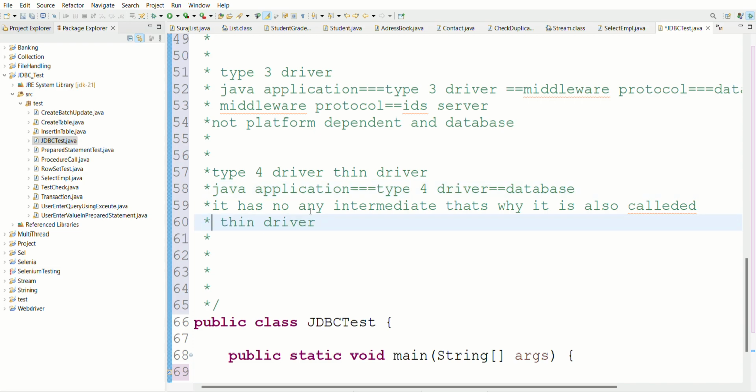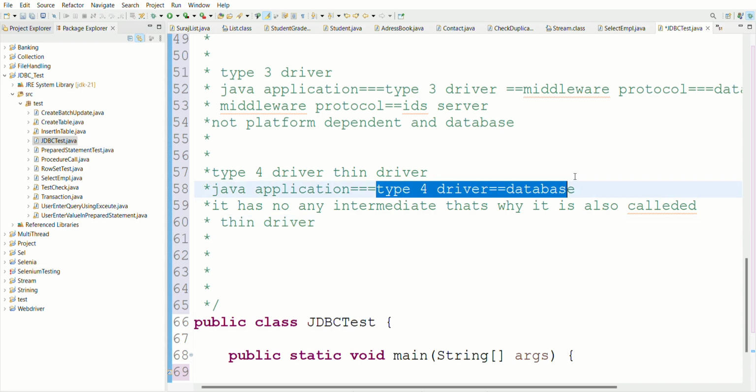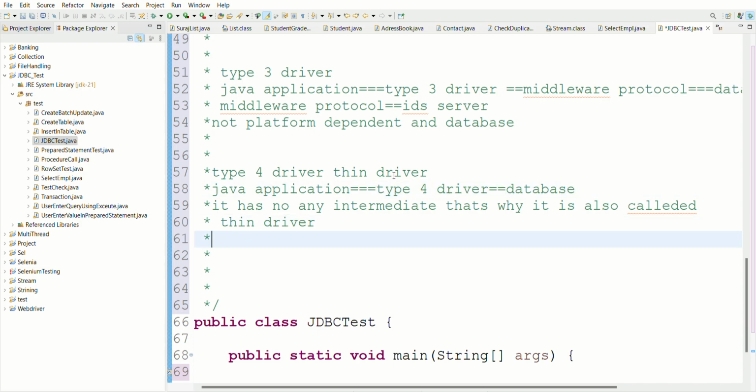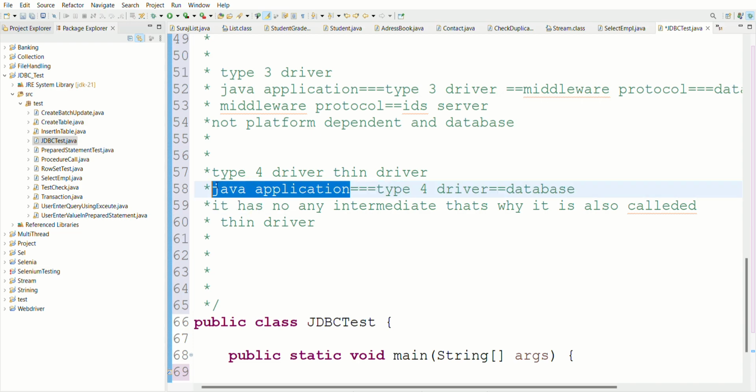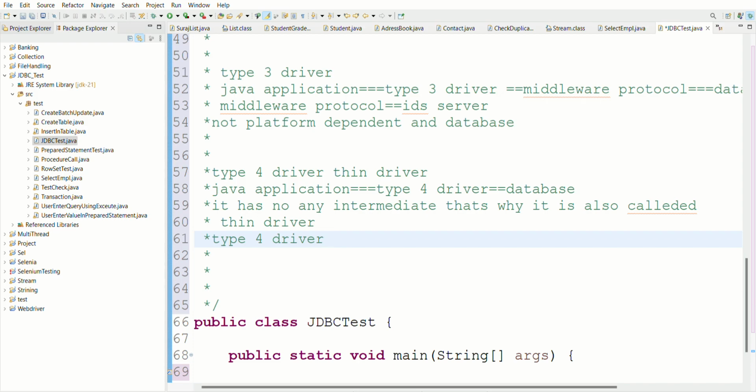Got it? The type 4 driver interacts directly with the database. And you know that Java is platform independent. Just remember this: the Java application is platform independent and it is communicating with the type 4 driver. Let me write here: type 4 driver is fully Java programmed. Type 4 driver is programmed in Java. It means it is a full Java program. Everything in type 4 you will get in Java programming.